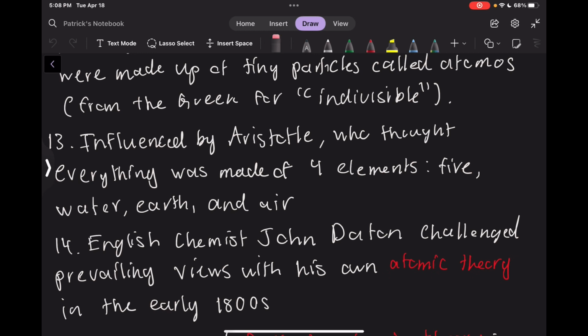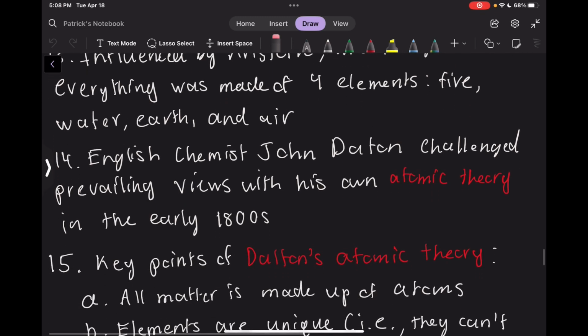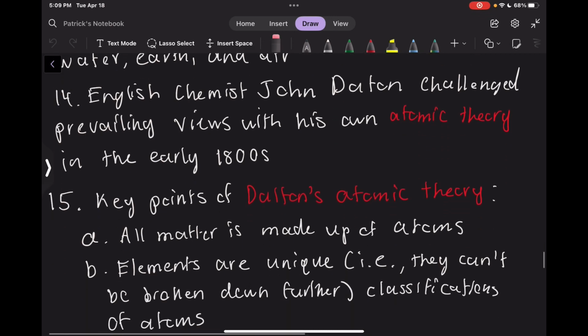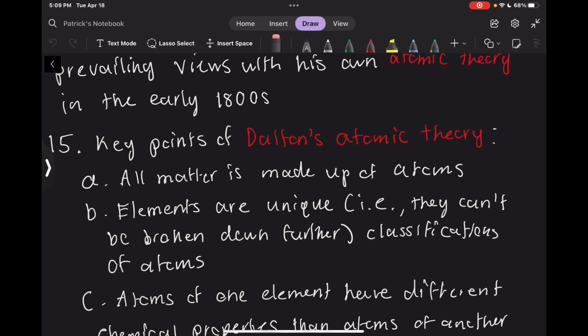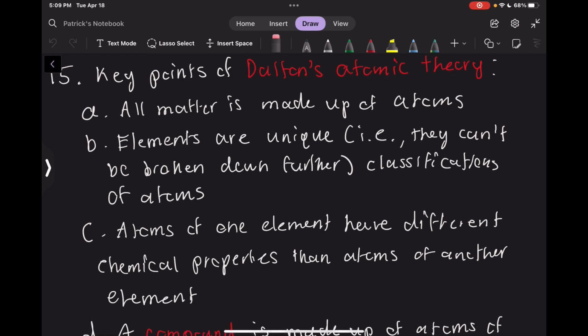who believed that everything was made up of 4 distinct elements: fire, water, earth, and air. Many years later, the English chemist John Dalton would challenge the prevailing views of his time when he wrote about his own atomic theory in the early 1800s. There are several points involved in Dalton's atomic theory, so we're just going to summarize them briefly here. The first point is that Dalton believed all matter is made up of atoms, or tiny particles.